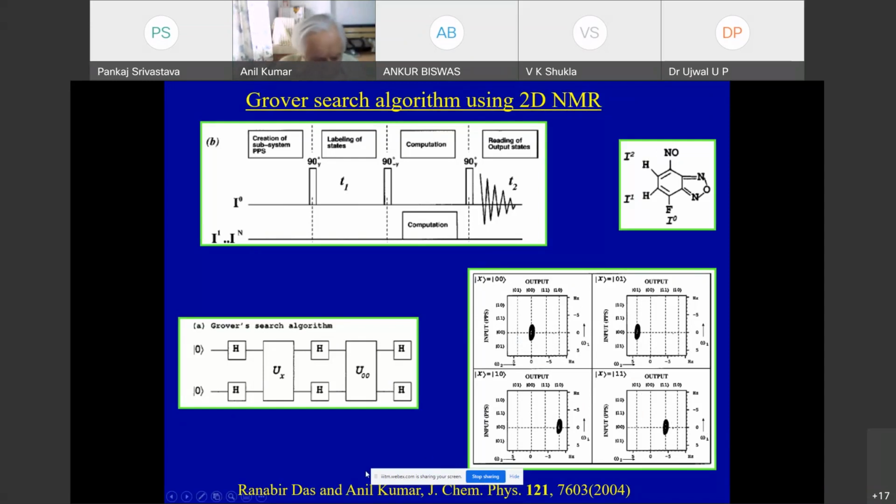This experiment was done by Ranbir Das. He did a lot of experiments in my lab, and then went over to the US for his postdoc, and he converted himself to a protein biologist, and he's now working in CBS as a full-fledged biologist.